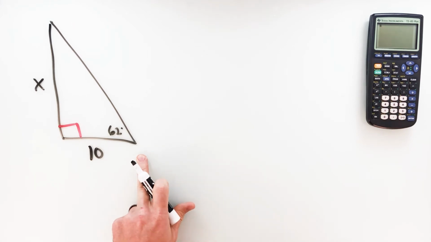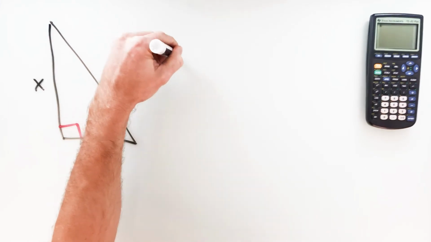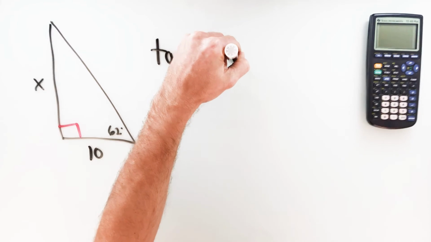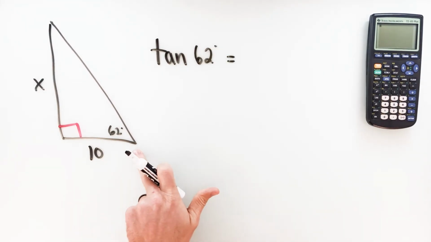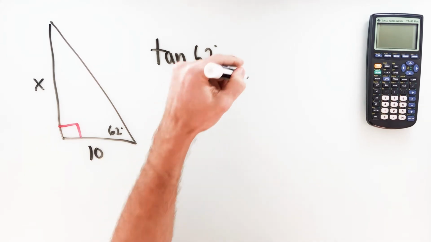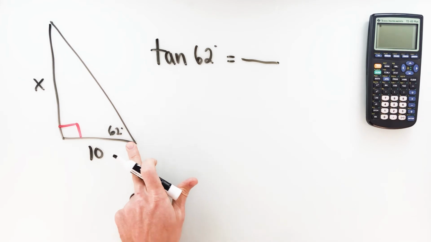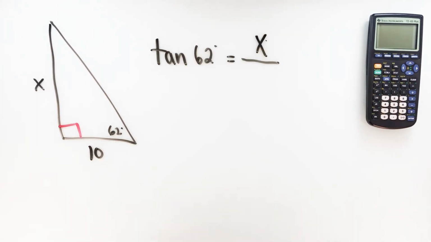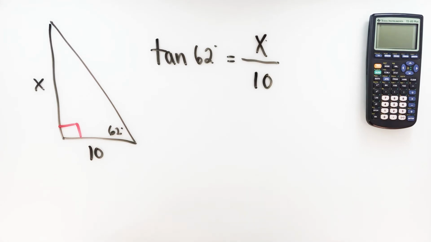In this case, I know one of them is 62 degrees. So I'm going to write the tangent ratio for a 62-degree angle. So the tangent of a 62-degree angle is equal to, now remember your tangent ratio is the leg opposite of your angle over the leg adjacent to your angle. So what is the leg that is opposite of 62 degrees? That's x. So in the top of my ratio, I've got x. And then what is the length of the leg adjacent to my angle? That's 10. Okay, so my tangent ratio is x over 10.